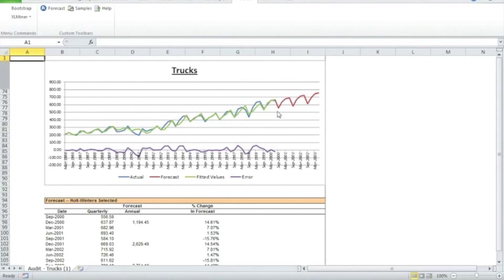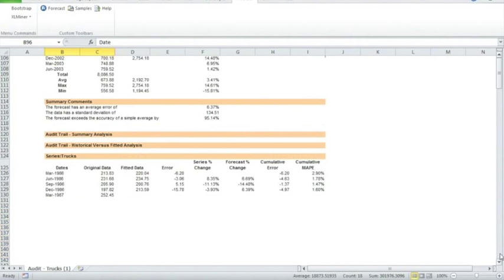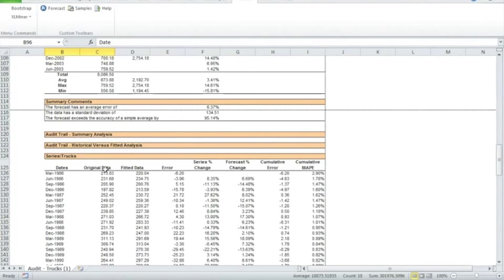And notice that the red line correctly matches not only the trend in this particular data, but it also matches what appears to be the seasonality in this data. Directly underneath the diagram are the actual forecasts that ForecastX has generated in the future period. But if we page further down, you'll also note that the ForecastX Wizard has given us the original data, the fitted data, those are the forecasts in the historic period. The differences between the original data and the fitted data, those are the errors.